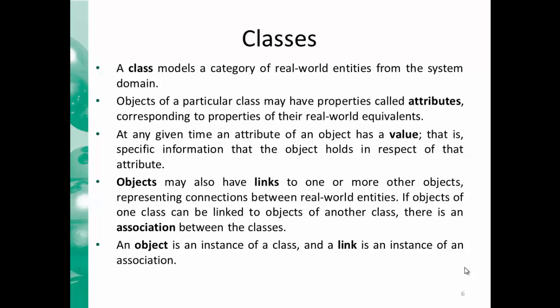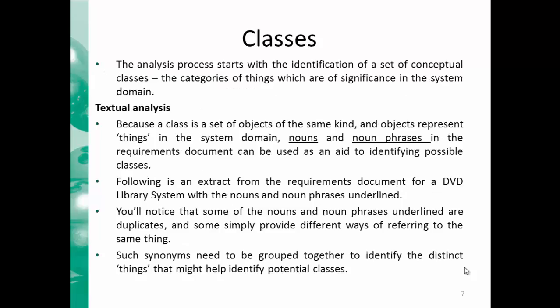When there's a link or a relation between one object and another, this relation is called association in software development. And as the object is an instantiation of a class, the link between two objects is just an instantiation of an association.